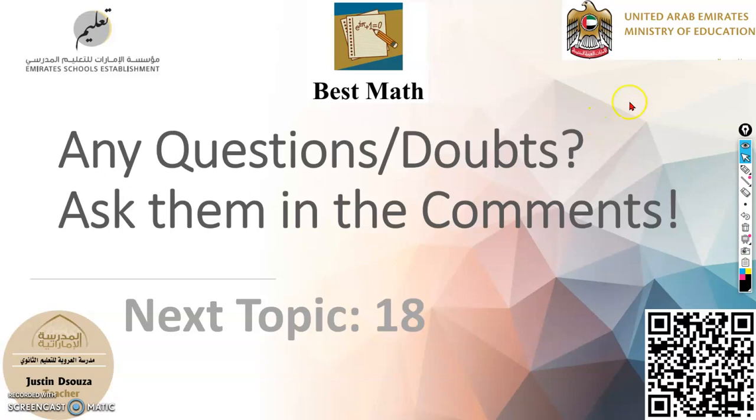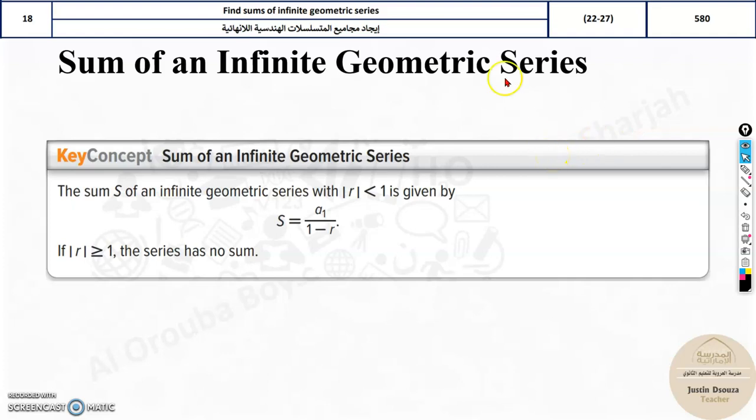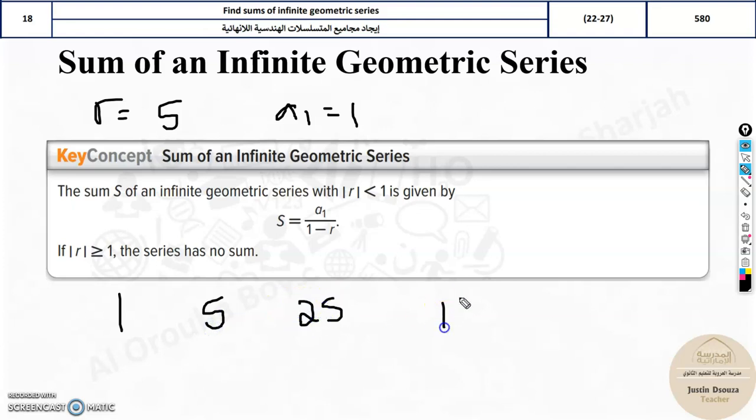Moving on to the 18th topic, it is again on geometric sequence and series, but now we are dealing with infinite geometric series. Now, what is an infinite geometric series? Say, for example, I have an r value of 5 and the first term 1. The terms would be 1, 5, 25, 125, and you can start finding the other terms. It'll be 625 and so on. It goes on till infinity.